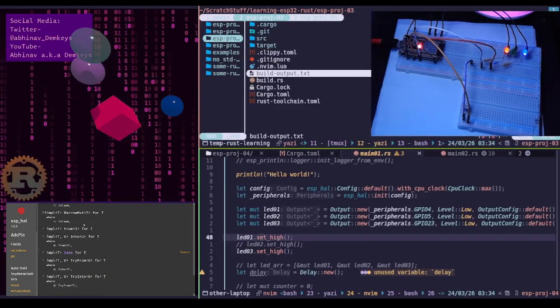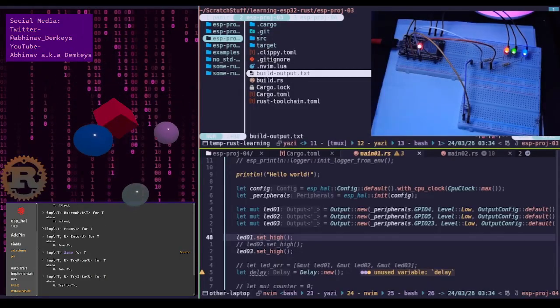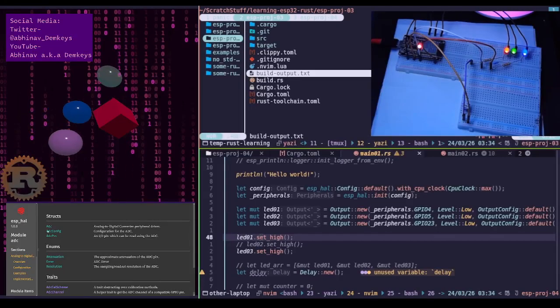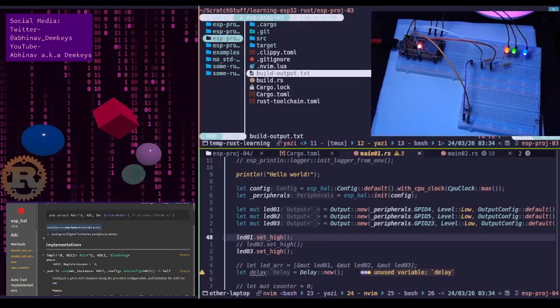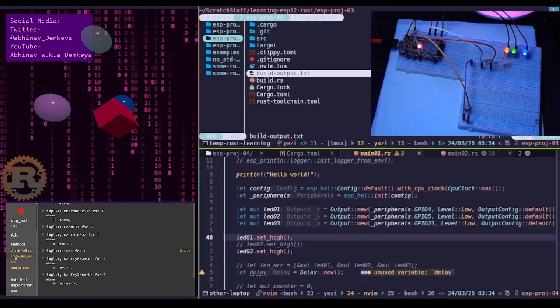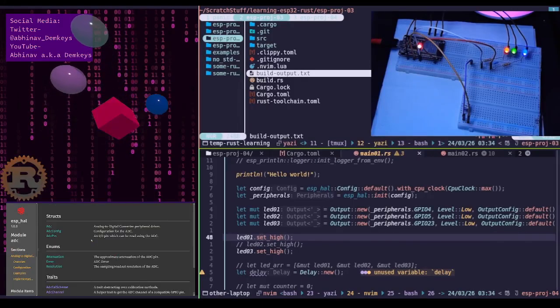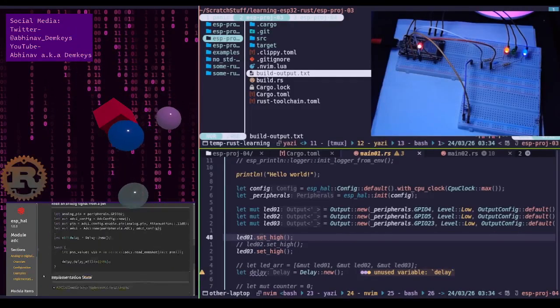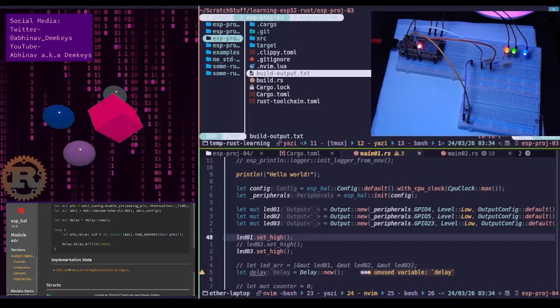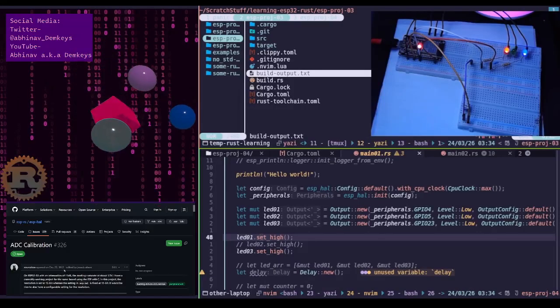Give me a second here. I need to find the thing. Okay, let's look here. Read one shot. Actually, I think it might have been mentioned here. ADC calibration is not implemented for all targets, and it turns out for ESP32, it has not been implemented so far. They have a list over here.